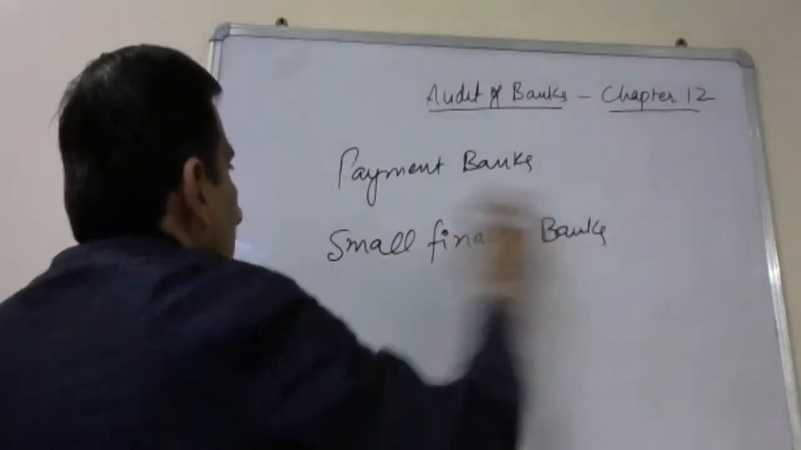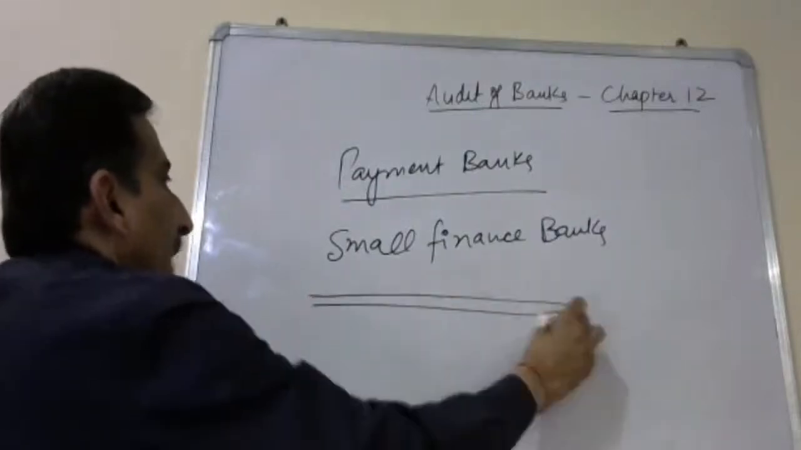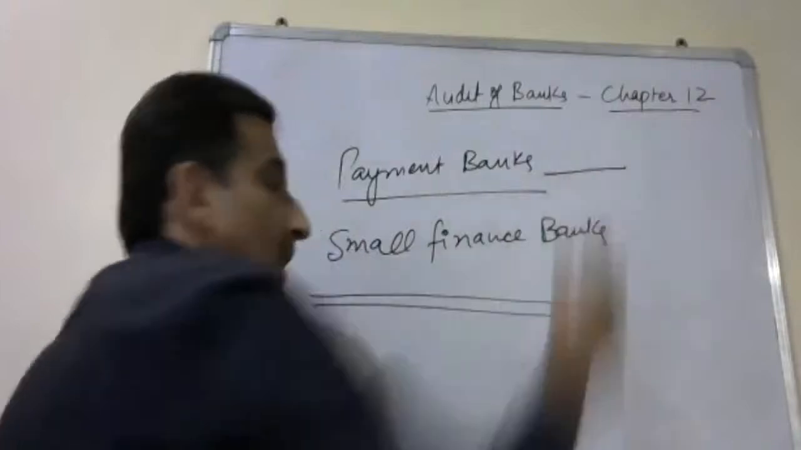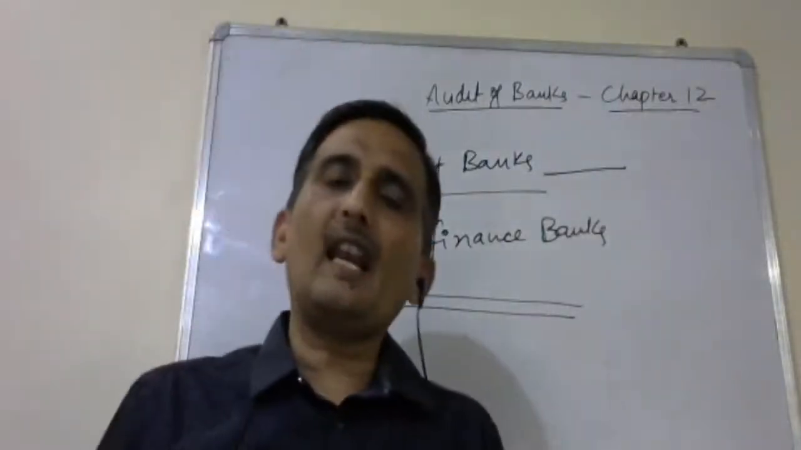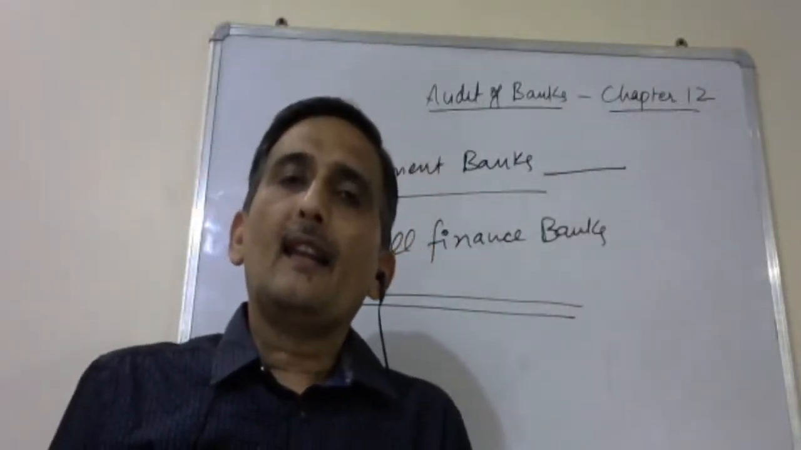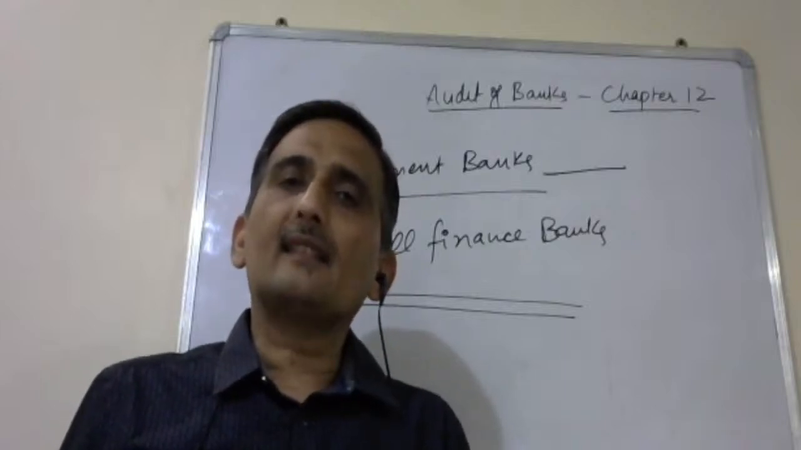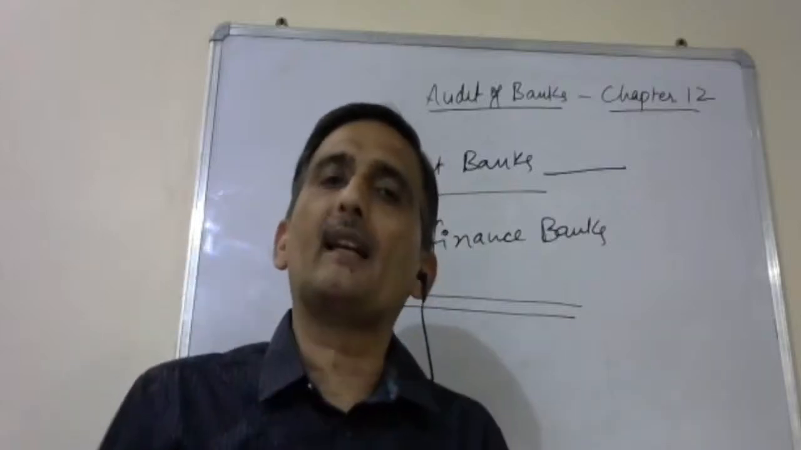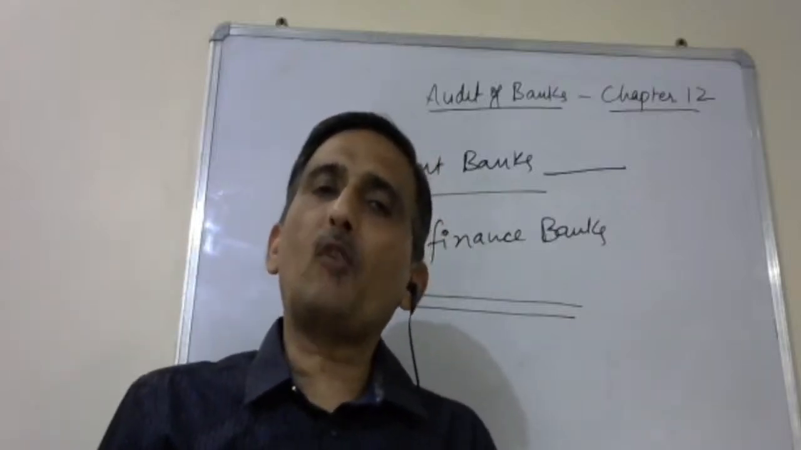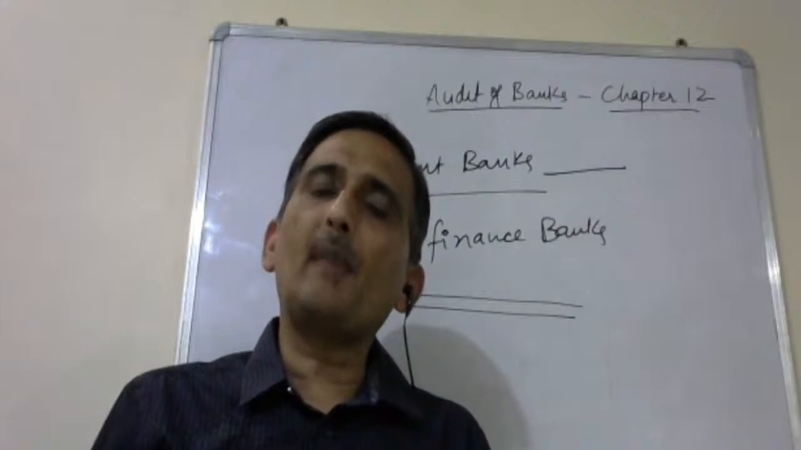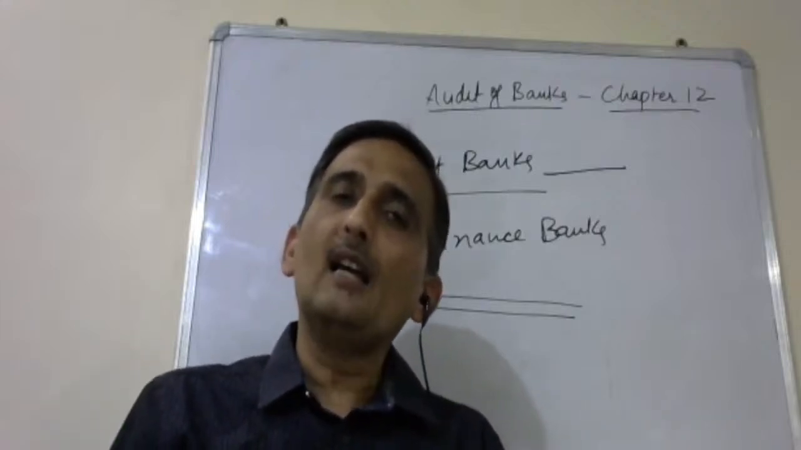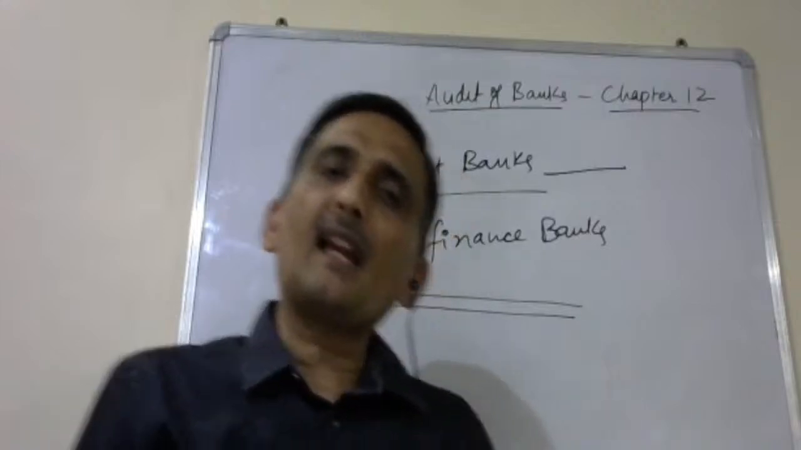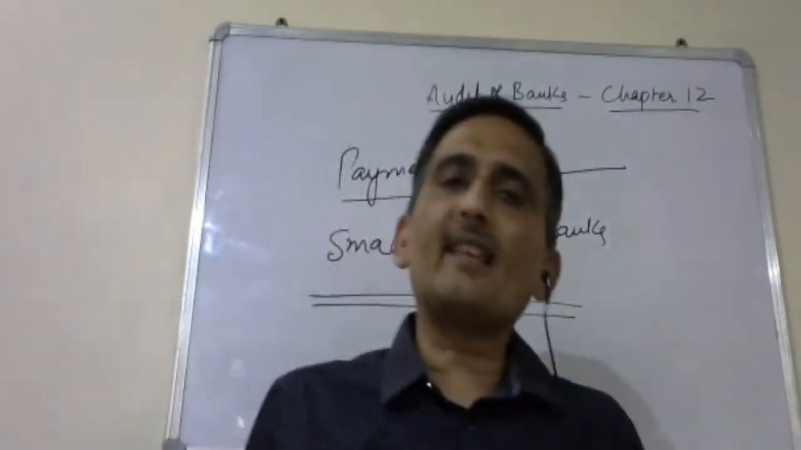What are these? Payment banks and small finance banks. Now, what do these banks do? An example of payment banks is Airtel Payments Bank or India Post Payments Bank. Payment banks, guys, can accept deposits only up to a certain limit. They cannot accept deposits from the general public beyond a certain limit, due to their very nature, and they cannot make advances.